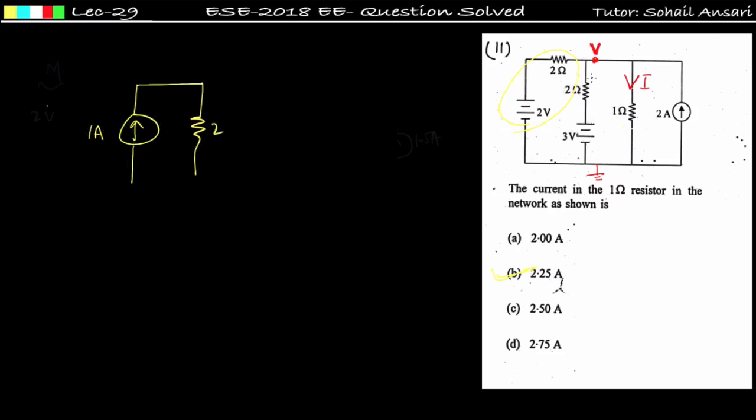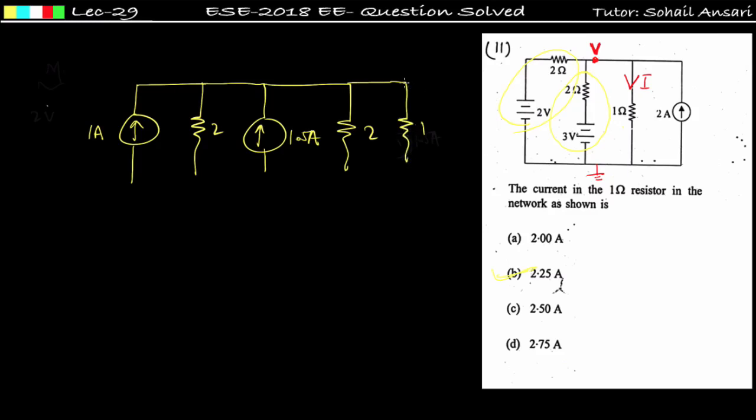Again, convert this practical voltage source into a practical current source. You will get a practical current source of 1.5 ampere, 3 by 2 is nothing but 1.5 ampere, in parallel with 2 ohm, and again in parallel with 1 ohm and the 2 ampere current source. Now find the equivalent current.